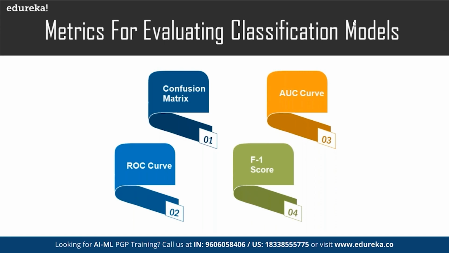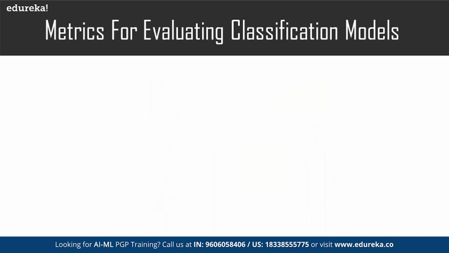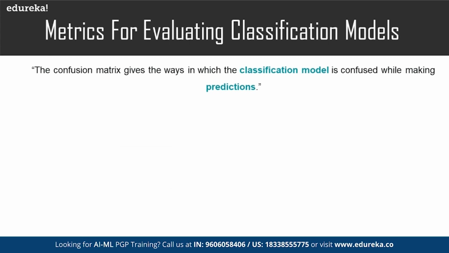So while evaluating such classification models, we use these performance metrics, or error metrics, as we could call them. Going further, today we're going to talk about the confusion matrix. It shows the way in which classification models are confused while making predictions. I'll give you an example. It summarizes the prediction results from classification problems.